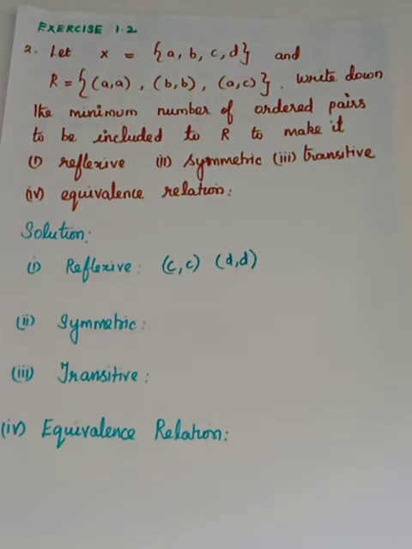Already a comma a is there, b comma b is there. So what is needed? C comma c and d comma d. If these ordered pairs are included in that relation, we can say that relation is reflexive.